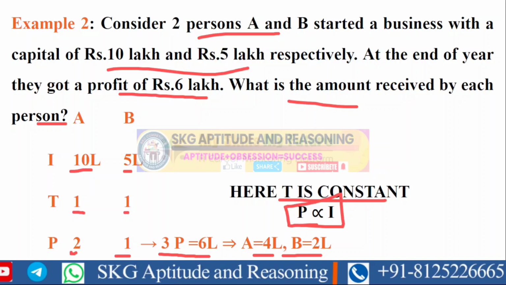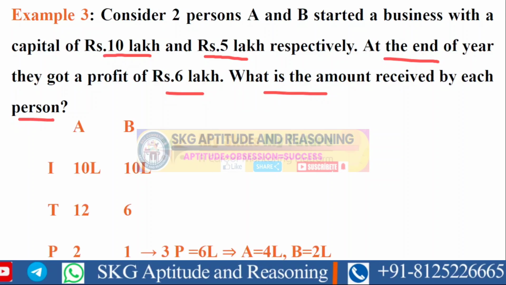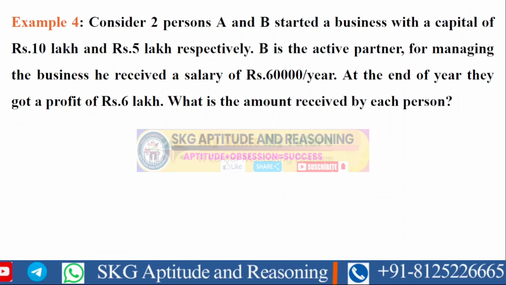Next we'll consider one more example. There are two persons, A and B, similar to before. A is investing 10 lakh rupees and B is investing 5 lakh rupees, and at the end of the year they got a profit of 6 lakhs. What is the amount received by each person? This is also a very similar kind of example. Okay, here some data is missing, so we'll consider some other example.